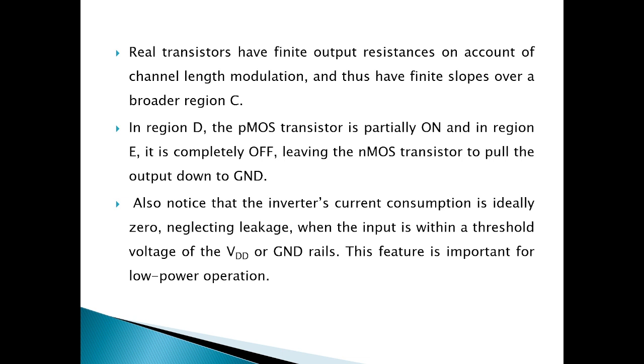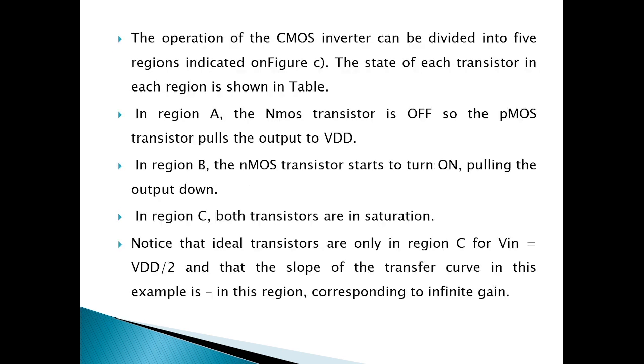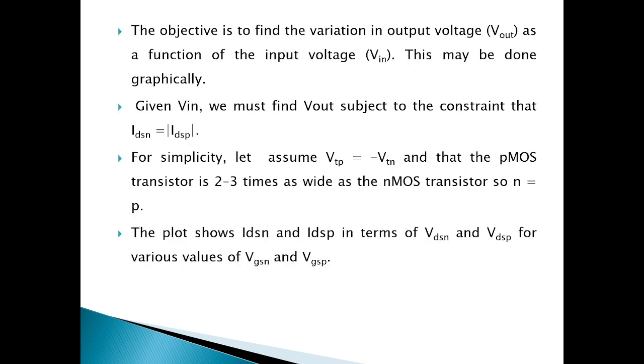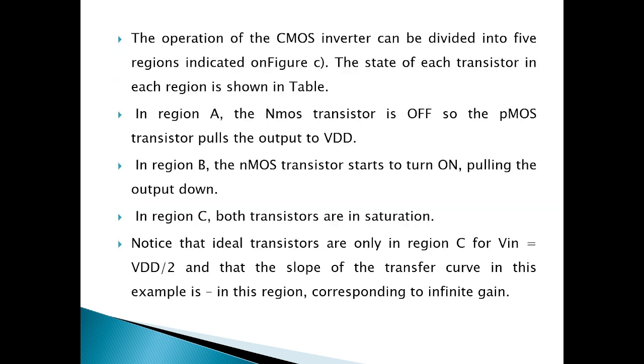In region D, the PMOS transistor is partially on, and in region E, it is completely off, leaving the NMOS transistor to pull the output down to ground. So in the last regions, at point D, the NMOS is slightly going to turn on, and at point E, the NMOS is totally on. So it brings the output to the 0 value. So those are the five regions we have discussed.